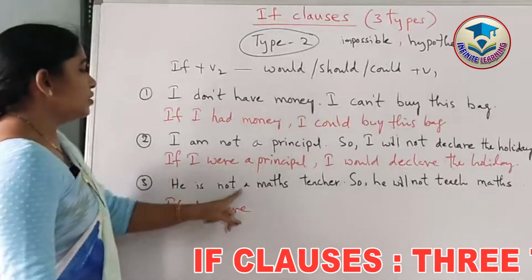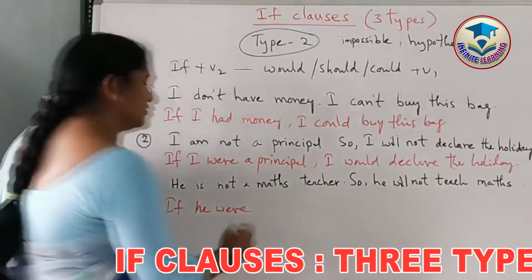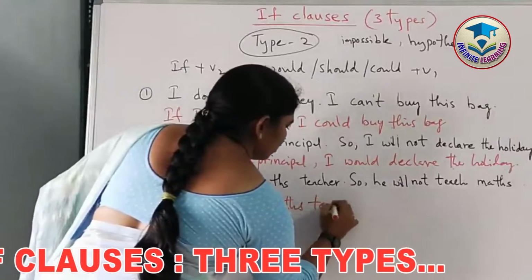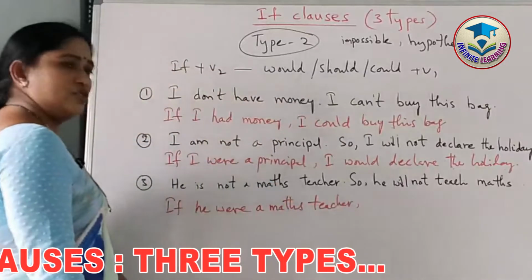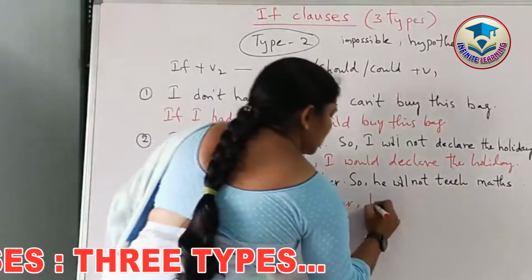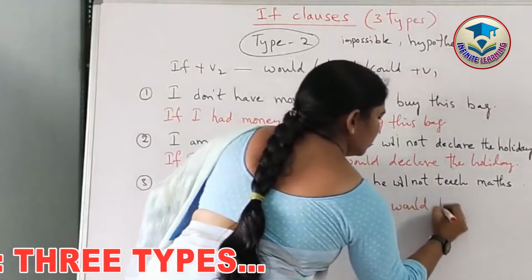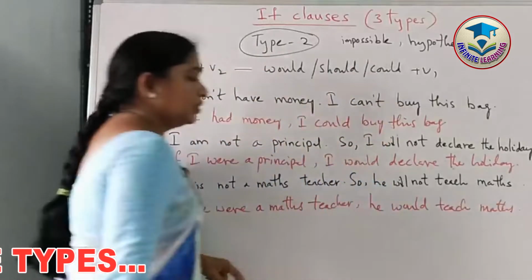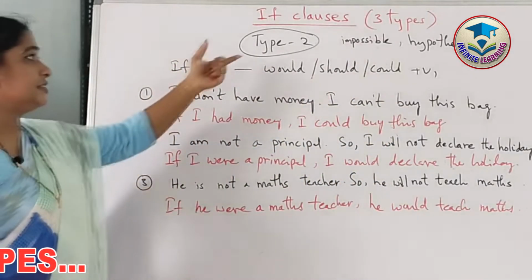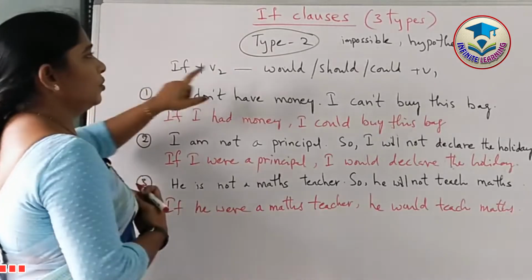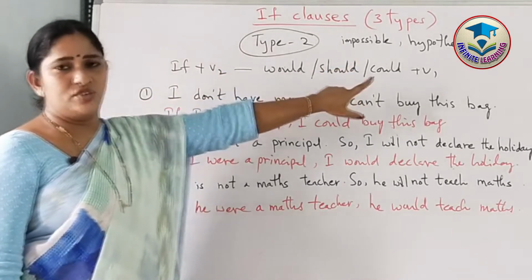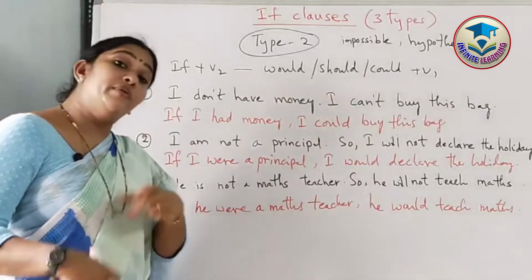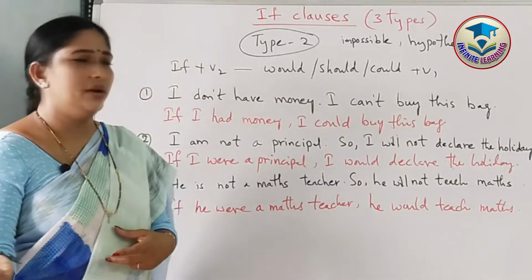Okay? He is not a maths teacher. If he were a maths teacher, what? He would teach maths. This is the second type. In the second type, this is just a hypothetical condition. It hasn't happened, and it will not happen also. So, if I were like that, that would happen in such a way.